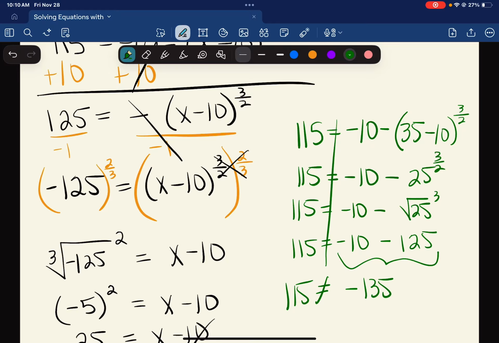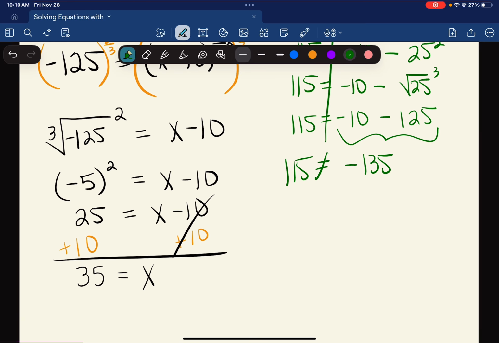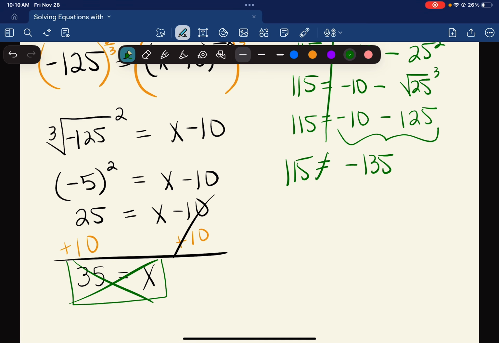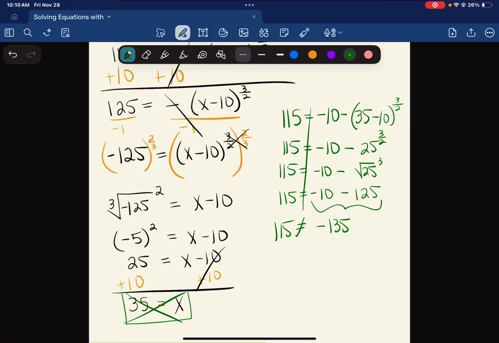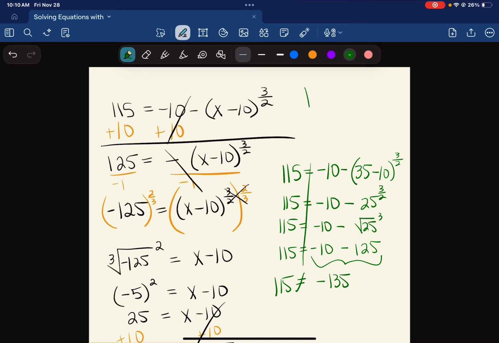So that statement was not true, and we have an extraneous solution. Because I didn't end up with 2 solutions to check, this extraneous solution tells me that there is no solution. There is no solution to this equation.